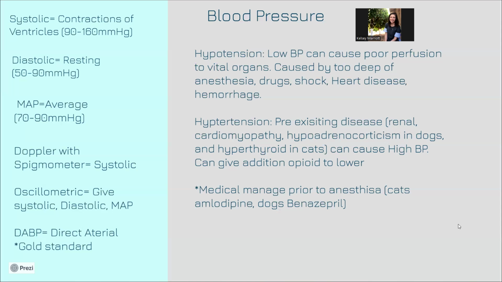We also have our hypertension. So that could be because it's pre-existing. So typically renal disease or cardiomyopathy or hypoadrenocorticism in our dogs, but also hyperthyroid in cats can trigger hypertension. It can be cardiogenic, it just depends. But this is going to typically use medication prior, but we can give opioids to help reduce this if we're intra-op. But typically, these guys are already pre-diagnosed and they should already be medically managed prior to anesthesia. So our cats will be on something called amlodipine, and our dogs will be on something called benazepril.